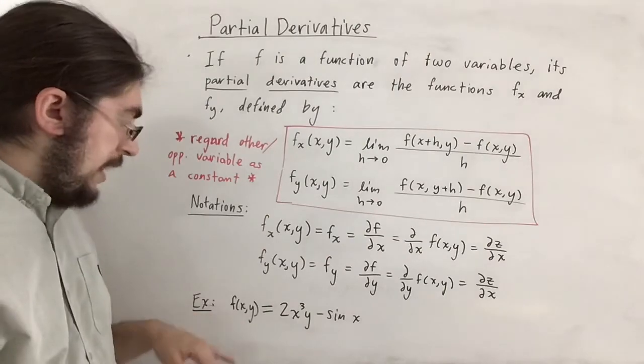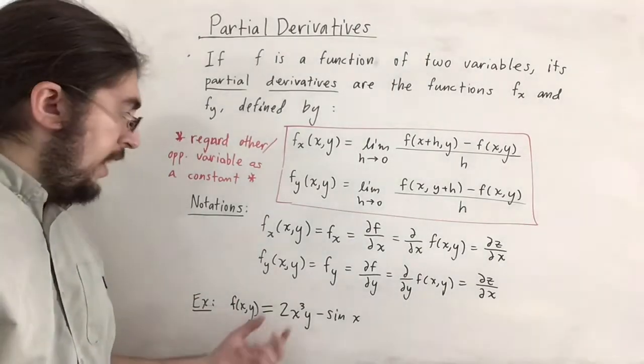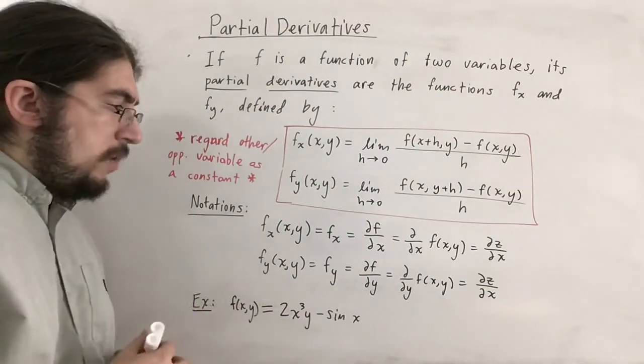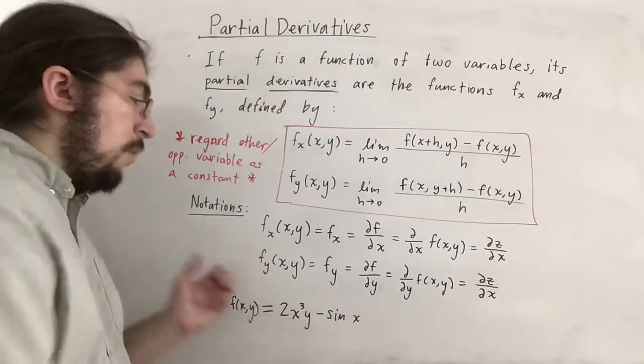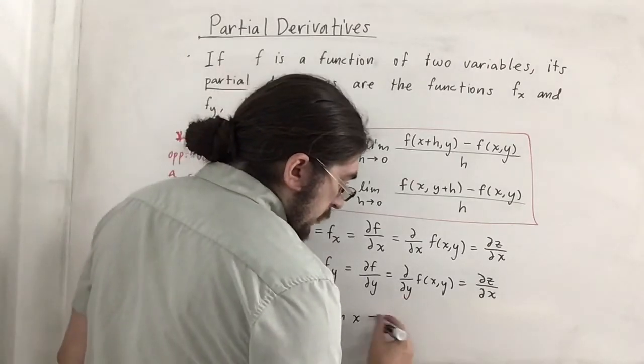So now here I give an example where we have this function given, f of x comma y is 2x cubed y minus sine of x. And what I want to do is find the partial derivatives, the one with respect to x and then the one with respect to y. So we'll use the subscript notation.